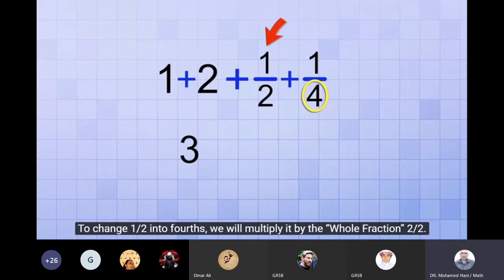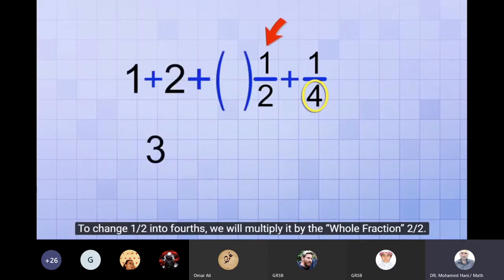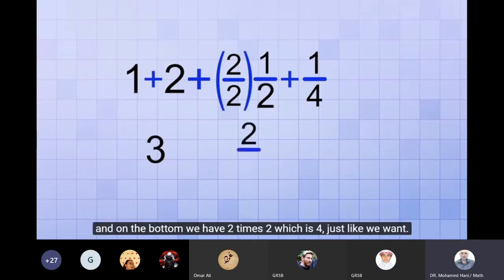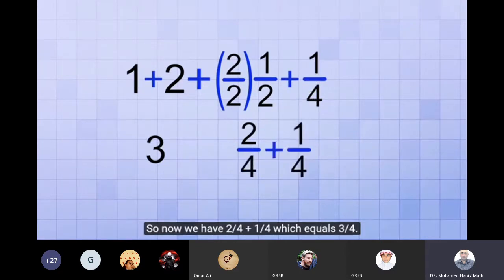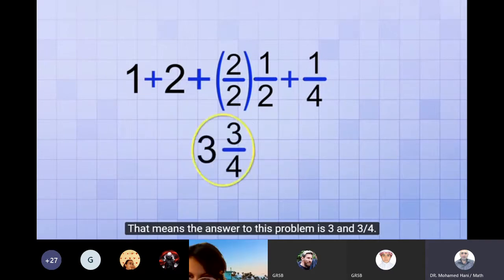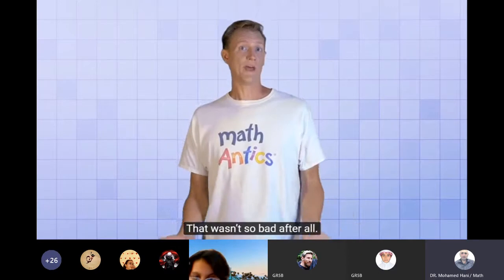To change 1/2 into fourths, we'll multiply it by the whole fraction 2 over 2. On the top, we have 1 times 2, which is 2, and on the bottom, we have 2 times 2, which is 4, just like we want. So now we have 2/4 plus 1/4, which equals 3/4. That means the answer to this problem is 3 3/4. That wasn't so bad after all.